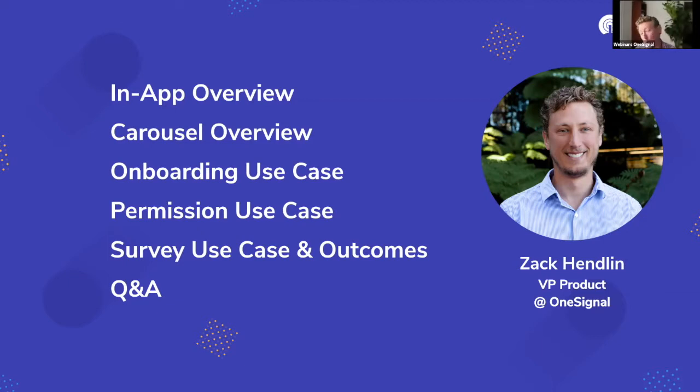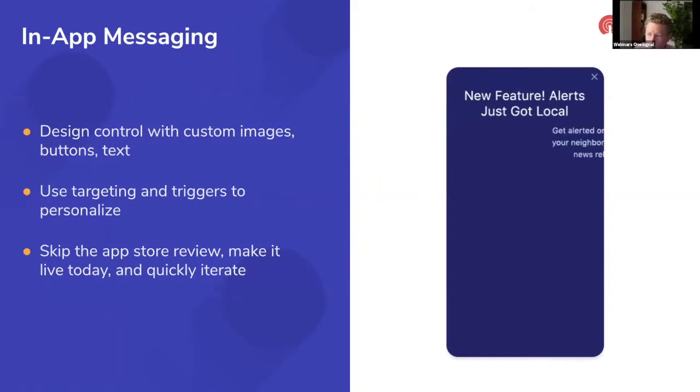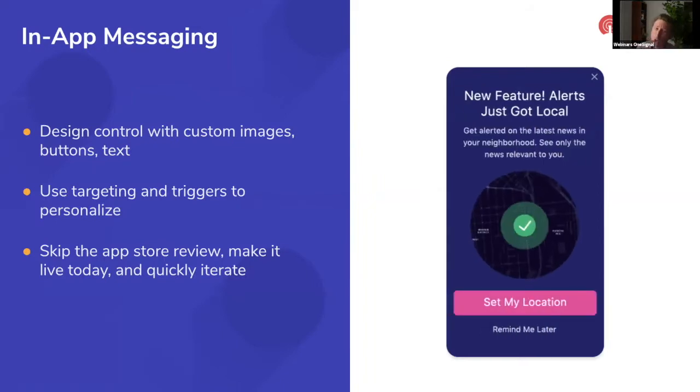We'll go through a survey use case and how you can use outcomes and tags to build really great experiences to ask your users about what feature they want you to build, or even do a lightweight version of things like Net Promoter Score or other quick survey or quick feedback approaches. And then finally, we'll go through a Q&A. So let's get started with what in-app messaging is.